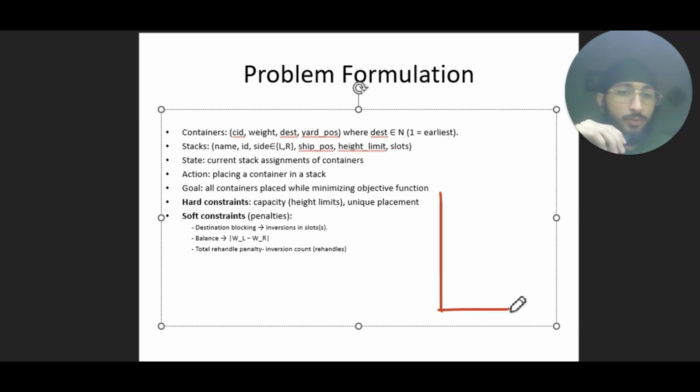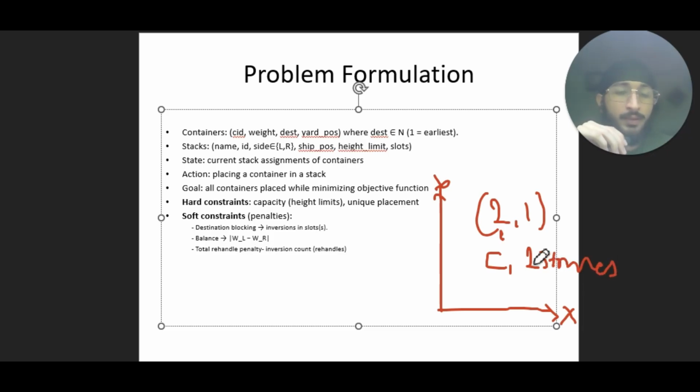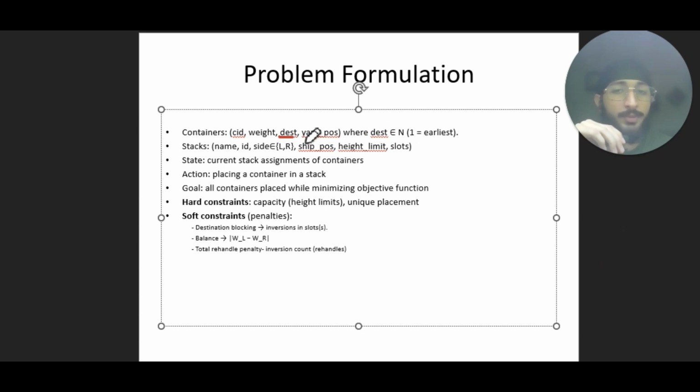I've considered a 2D coordinate axis, x comma y, let us say, and the container could be present at any point, and that is the yard position. For example, let us say this is 2 comma 1. At this position, container C1 is present, and the weight, let us say, is 25 tons for this container. And also, let us say the destination port is 3. Destination would be natural numbers up till the point n. N is the number of containers that we have chosen, and 1 is the earliest port to be dropped off, and n is the last port.